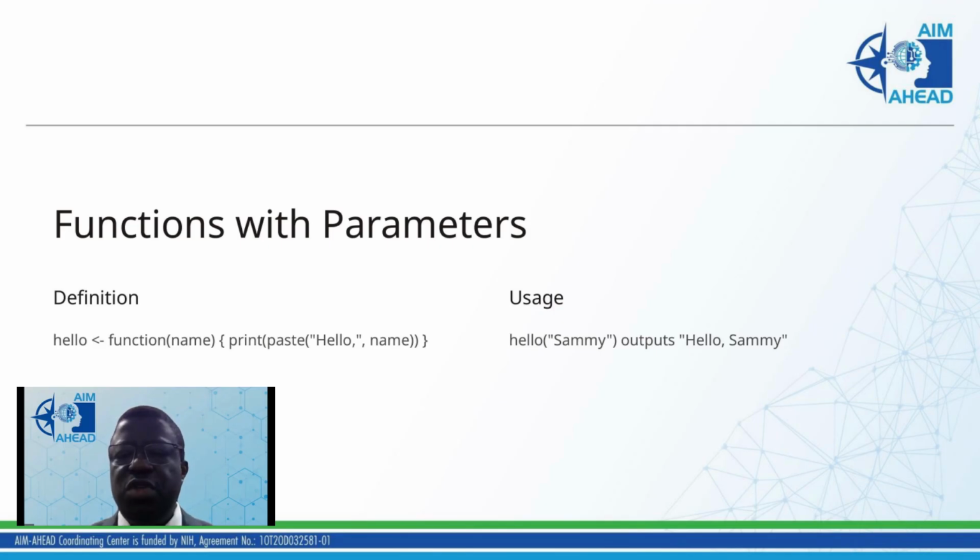Let us explore the importance of using parameters in functions to enhance their versatility and efficiency. A parameterized function is designed to accept input values, allowing it to adapt its behavior based on the provided arguments. Consider the following example. hello <- function(name) { print(paste("hello", name)) }. When we call the function using hello("Sammy"), the output produced will be hello Sammy. The key takeaway here is that functions equipped with parameters offer a higher degree of flexibility and reusability, enabling them to accommodate a variety of inputs effectively.